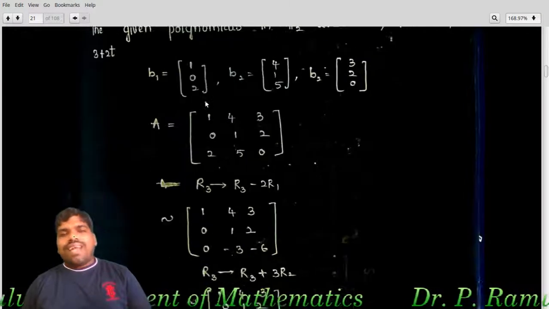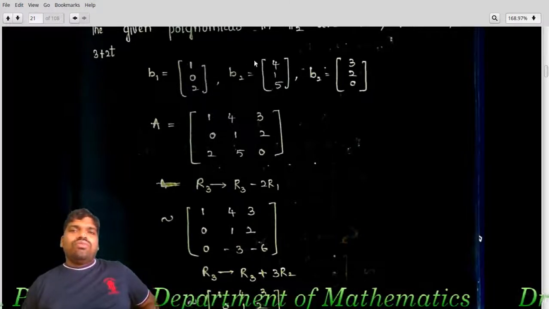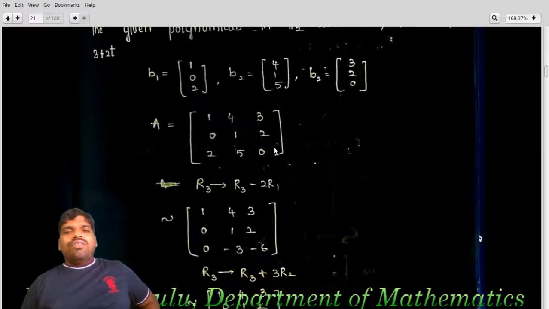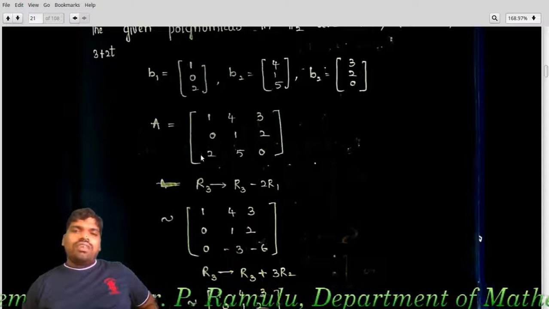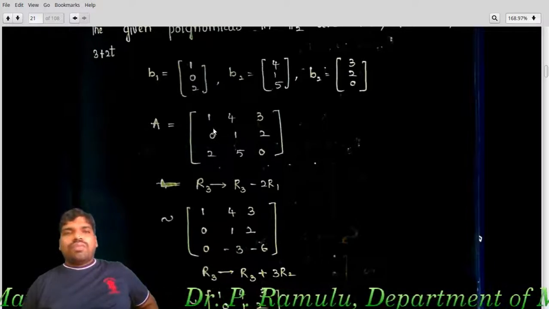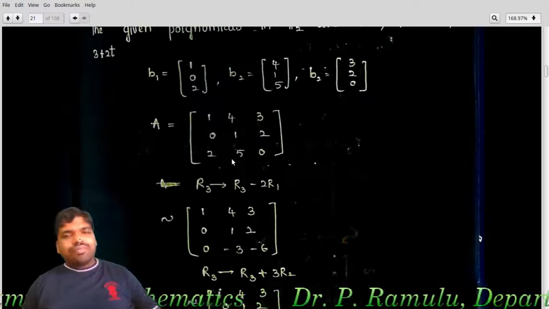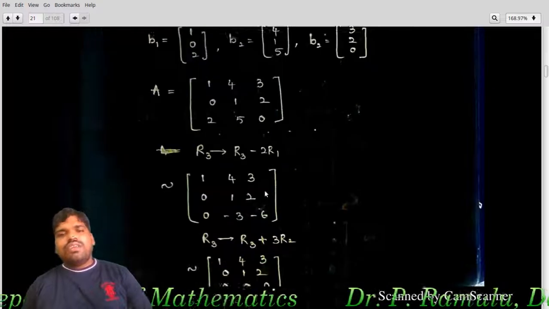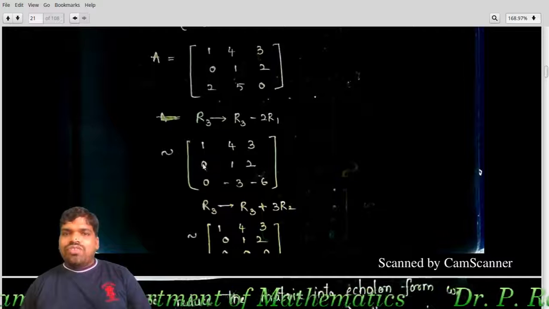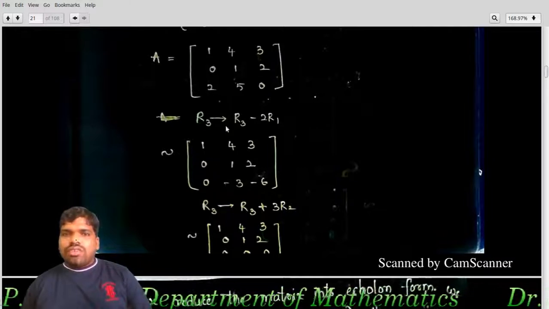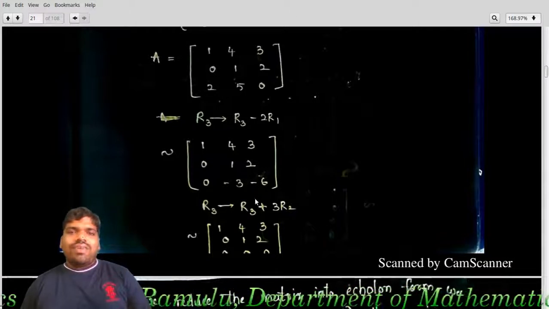The matrix is 1 0 2, 4 1 5, 3 2 5. I want to reduce this matrix into echelon form. Here we have 1, here 0. For the third row, what can I do? R3 implies R3 minus 2 R1. This row will be 0, and the other two rows cannot be changed: 1, 4, 3, 0, 1, 2. For this, 5 minus 8 equal to minus 3, and 0 minus 6 equal to minus 6.